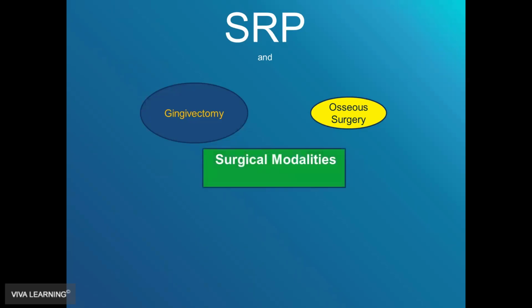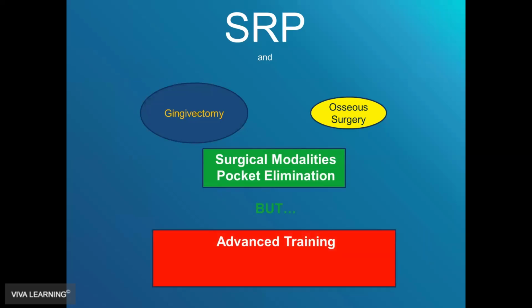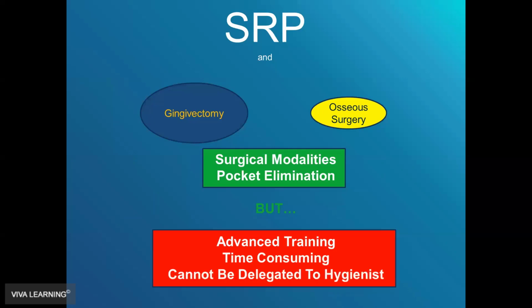Gingivectomy and osteosurgery are both surgical modalities that provide pocket elimination, but they typically require advanced training. They're very time consuming, and it's not like we can delegate these to our amazing hygienists.